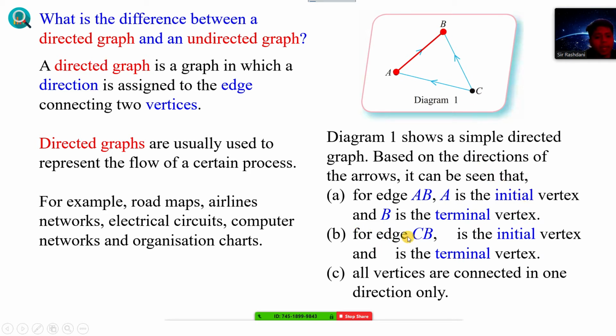For edge CB, can you see CB? The arrow is upward, right? So for edge CB, C will be our initial vertex, and then B will be our terminal vertex. All vertices are connected in one direction only. There is no two-way connection, just one connection. Remember that.